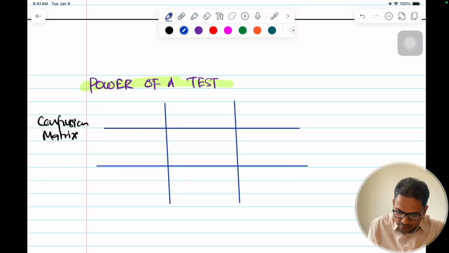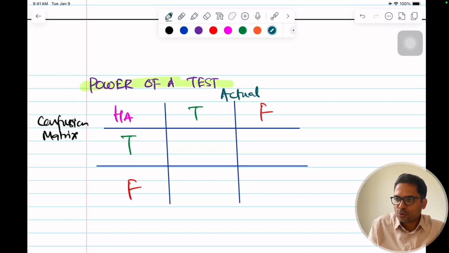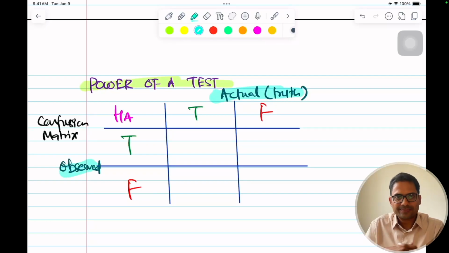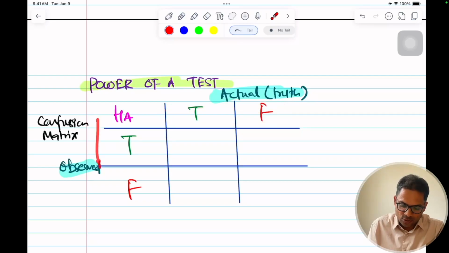So this is my alternate hypothesis. This is true, this is false, this is true, this is false. Let's say this is your actual ground truth, the truth, and this is your observed. On the horizontal, these are my actual values, which is the ground truth, and these are my observed values.